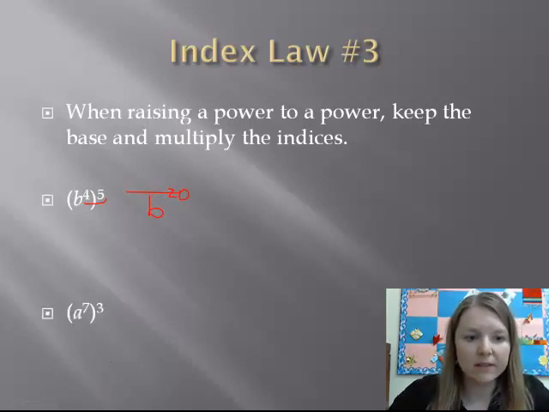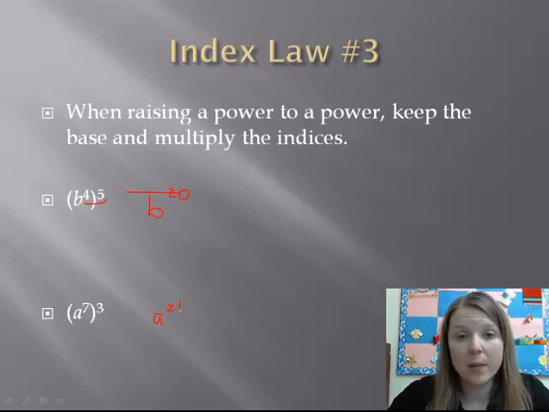a to the power of 7, all of that is going to be cubed. So we keep the base the same. We multiply together the exponents. 7 times 3 gives us 21. So a to the power of 21 would be your final answer.